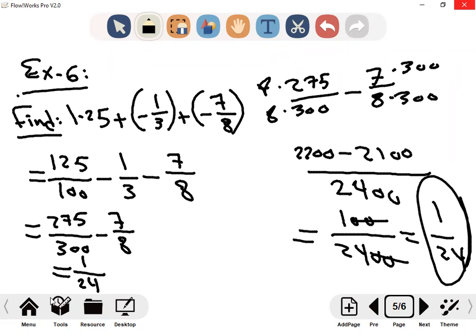Done? Now, if you take a look at your example, down, they said equal what? 1 over 24. See it here? Okay. Done. This is the example. Let's go to the check before the time is finished. I think I have 4 minutes here.